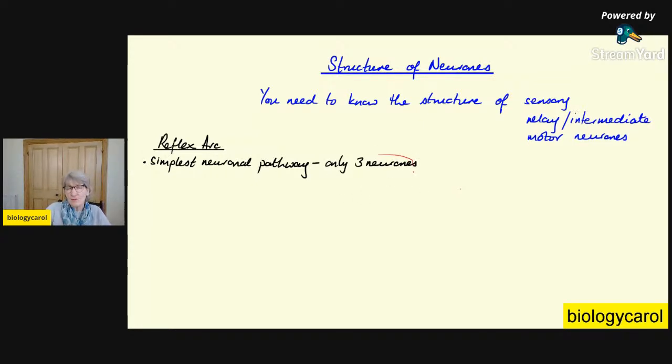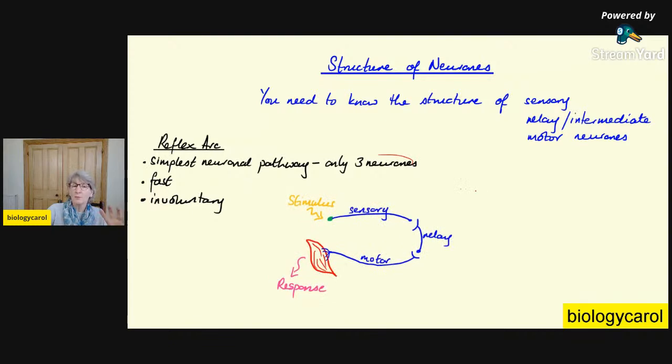So only 3 neurons in a reflex arc. It is the simplest of neuronal pathways. And really importantly, because it's often a protective mechanism, this reflex arc means that the impulses go fast from the stimulus to response. It's a really fast reaction, and it's involuntary. It's fast because it's only 3 neurons. It's involuntary because it doesn't actually use the brain. It only goes to the spinal cord. Weird, but true. So here is the kind of diagram that you'd have drawn at GCSE.